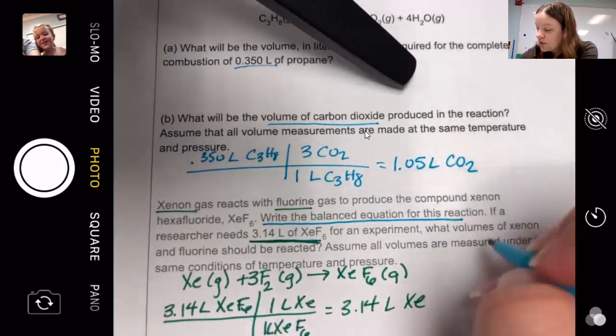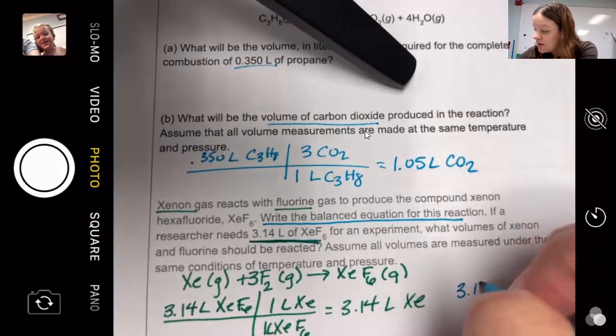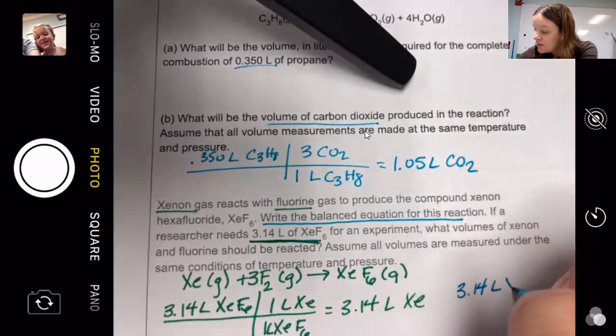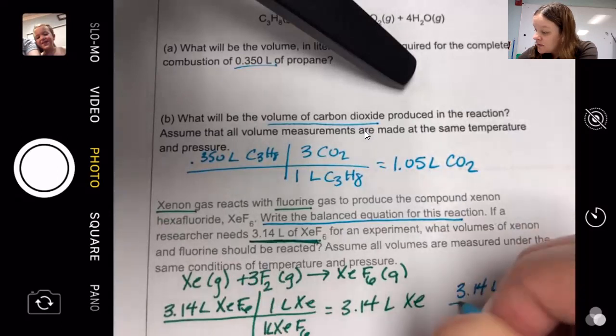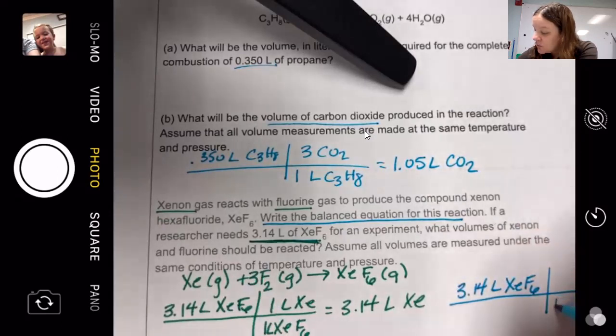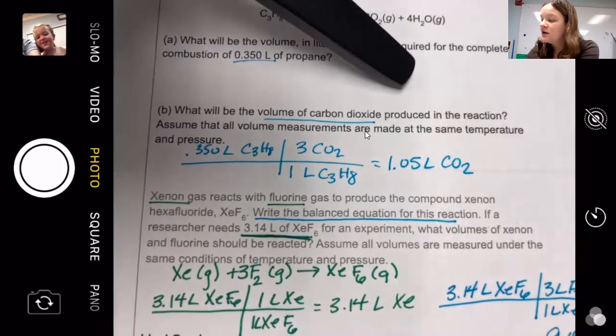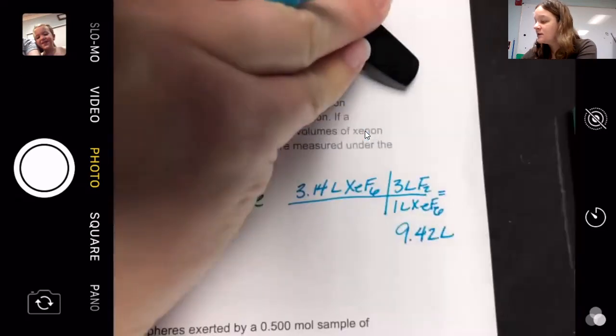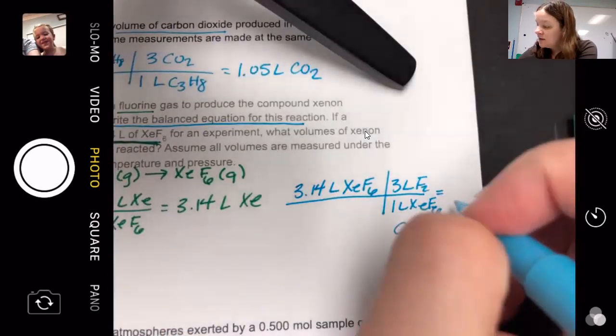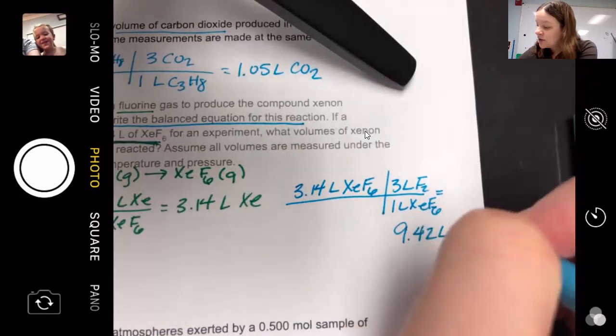Okay, but my equation would look a little differently for the fluorine because I have 1 liter of xenon hexafluoride, but 3 liters of fluorine. So multiplying that by 3 gives me 9.42 liters. And I'm not on the screen once again. Fluorine.